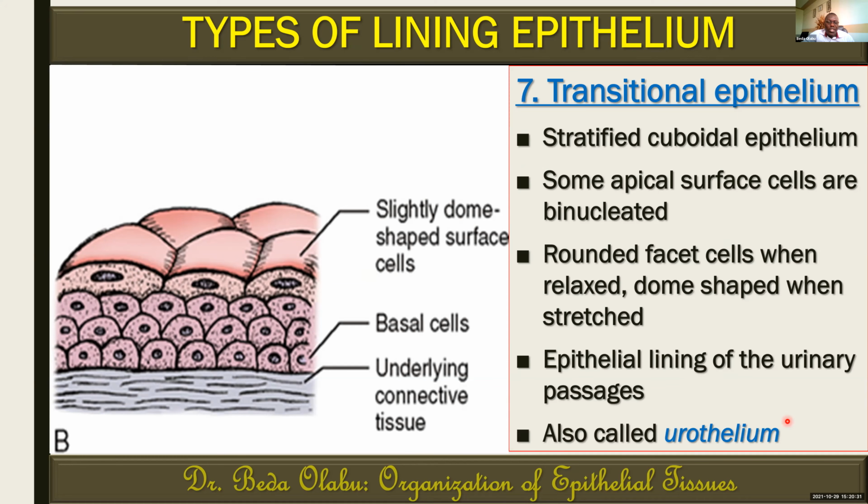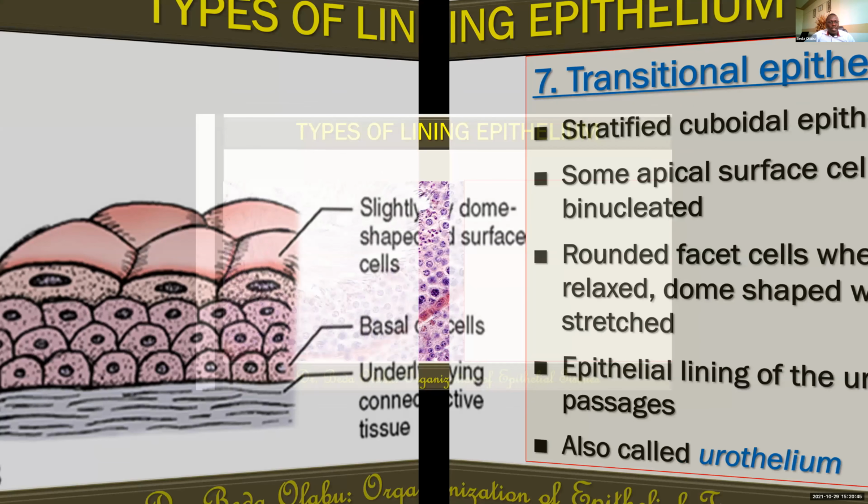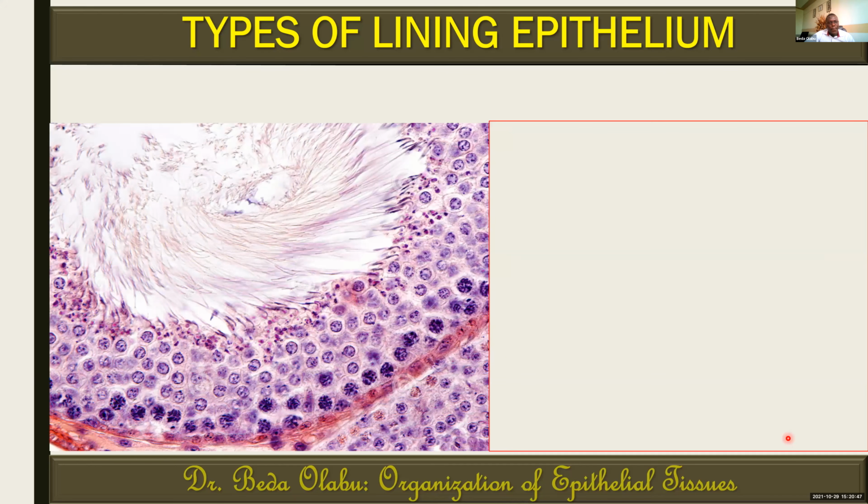Because it is unique to the urinary system, we call this epithelium urothelium. So that when you talk of urothelium, we know you're referring to transitional epithelium. Let's look at this last one. Very unique as well.